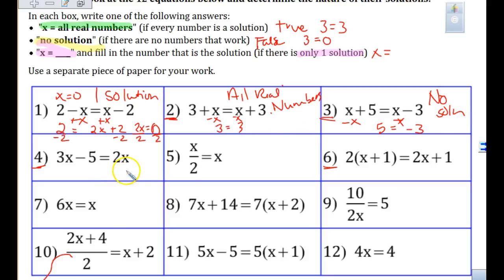How about number 4? What did you do first, Adam? I minus that. Minus which x, 3x or 2x? 3x. So if we subtract 3x, what did you end up with? -5 equals -1x. Okay?